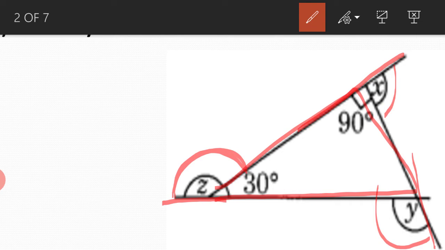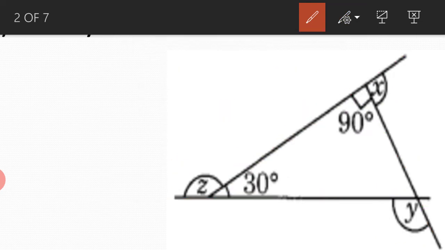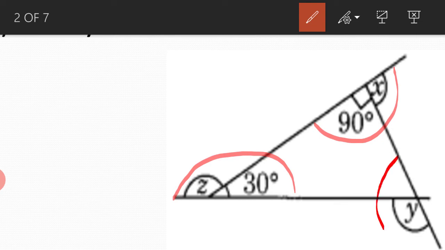Now if you focus on x and 90 degree, what is formed? A linear pair. Z and 30 degree, what is formed? Linear pair. Angles in a linear pair are always supplementary. So can we find the measure of x and z? Yes. But what about y and this angle? It is also forming a linear pair, but this particular angle is unknown to us. It is not given. So how can we find this particular angle?